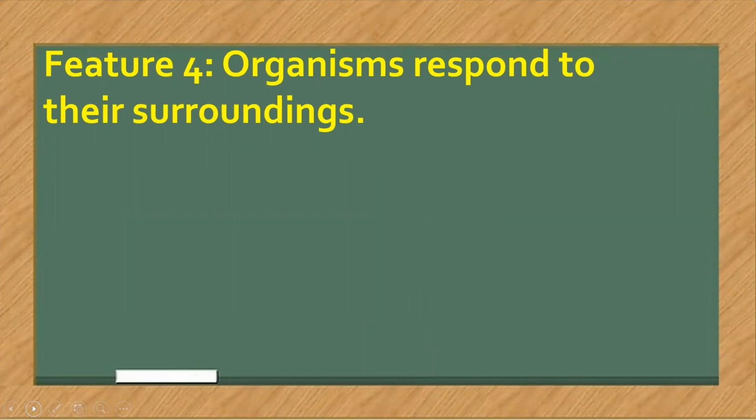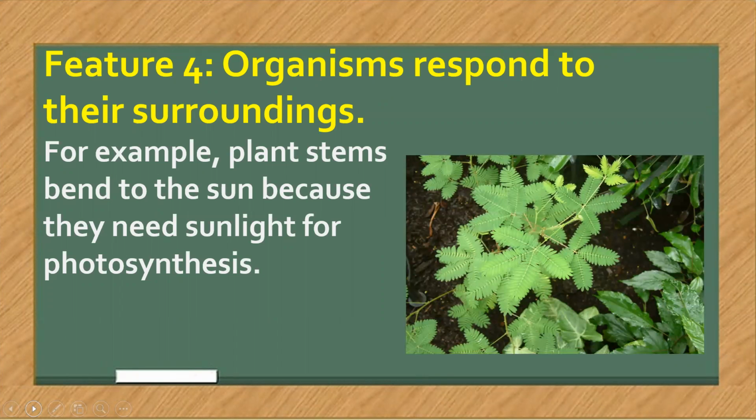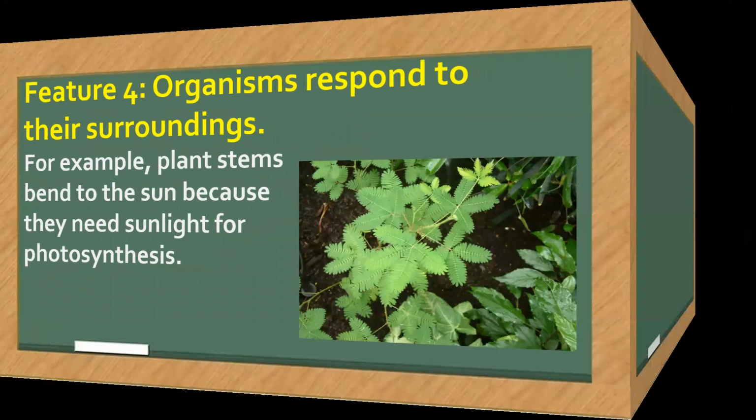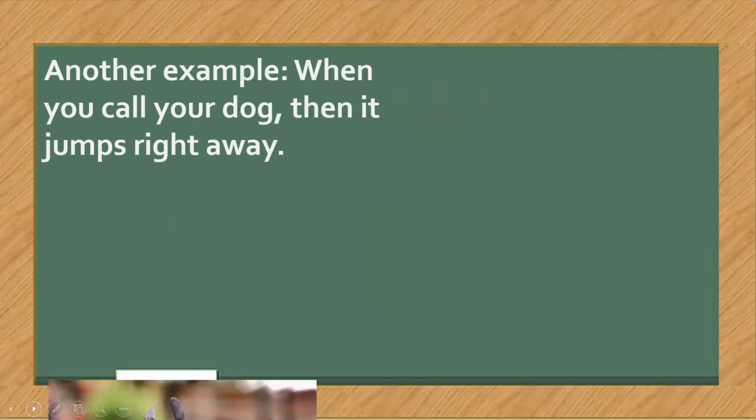Feature 4, organisms respond to their surroundings. For example, plant stems bend to the sun because they need sunlight for photosynthesis. The sample picture is sensitive plants responding to touch. When you touch this plant, eventually it closes because that is their feature to protect themselves. Another example, when you call your dog, then it jumps right away.